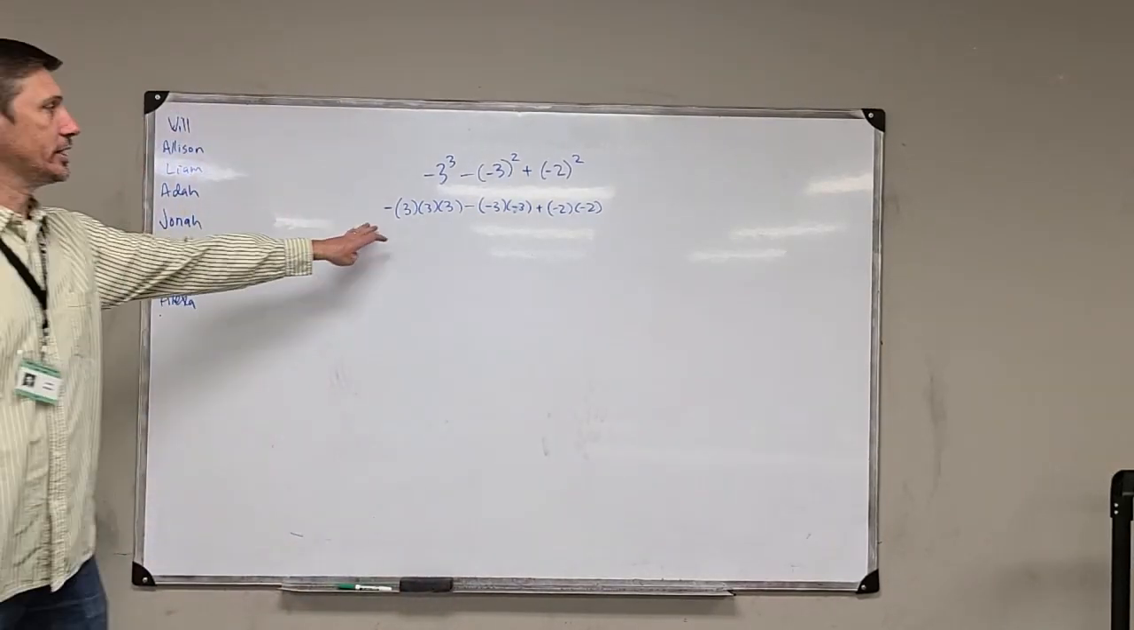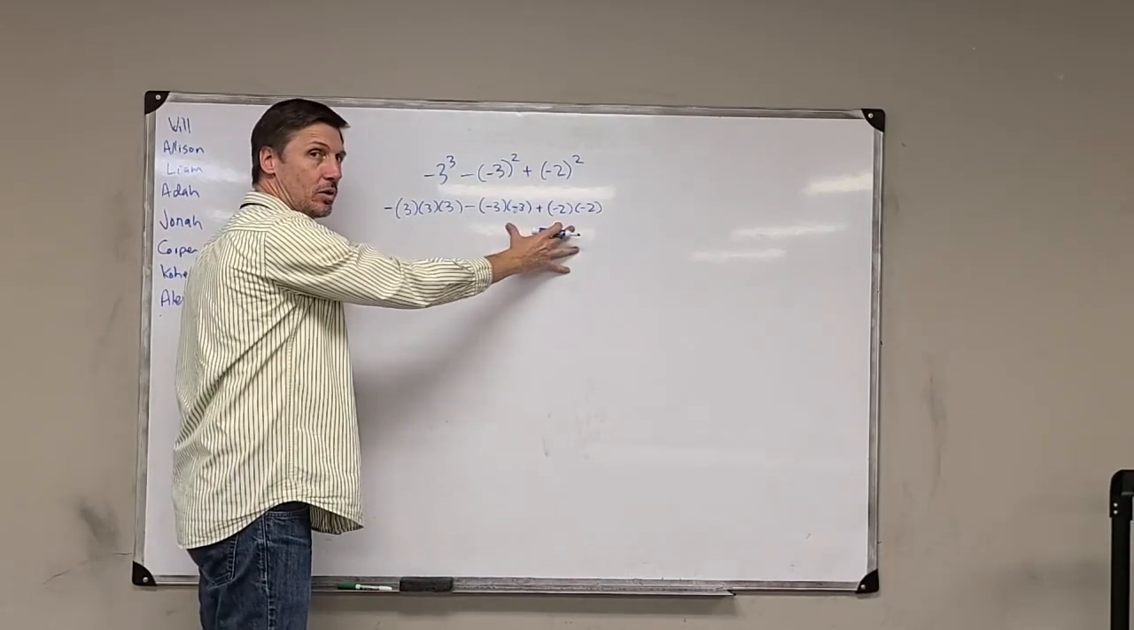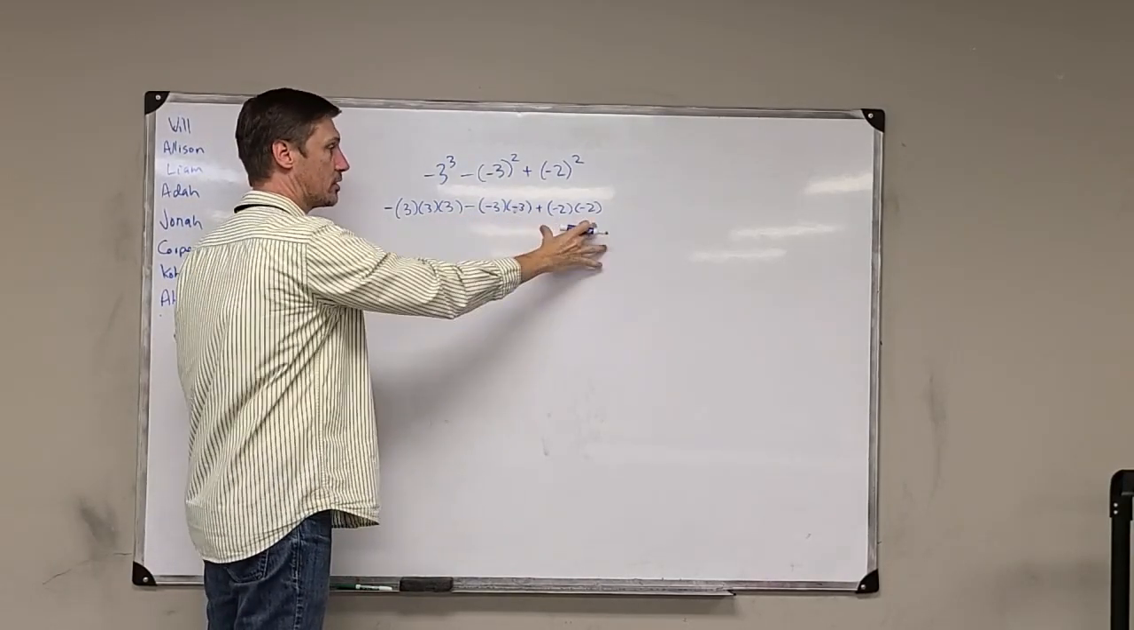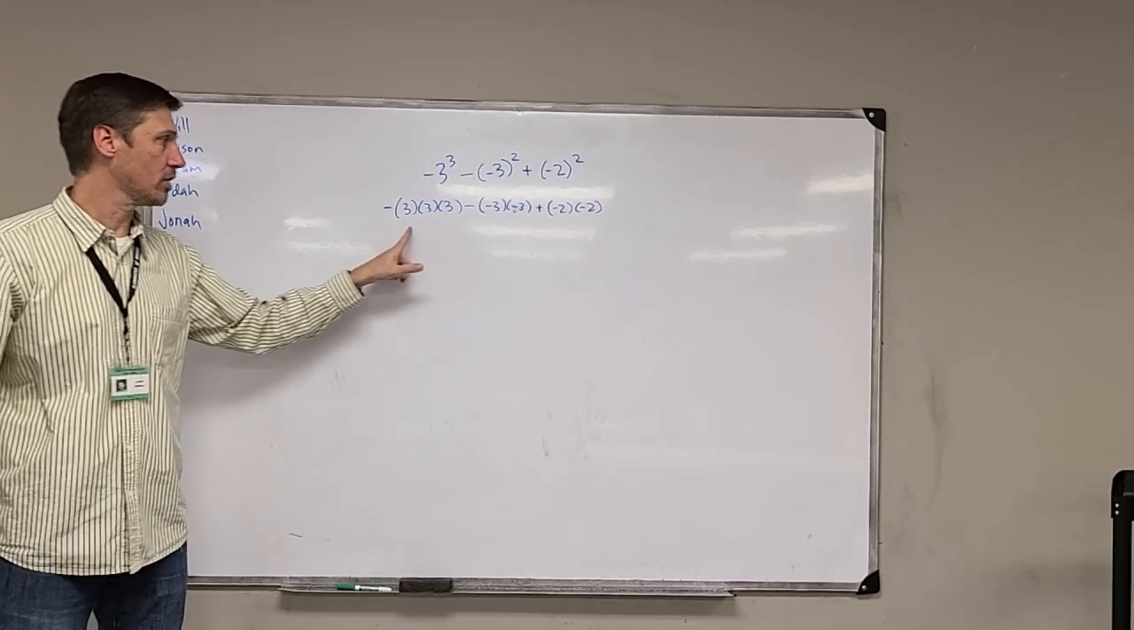So we can actually look at this. If we look at all of our signs, we will know what the signs for each of these terms are going to end up being. What's the overall sign going to be for this term?